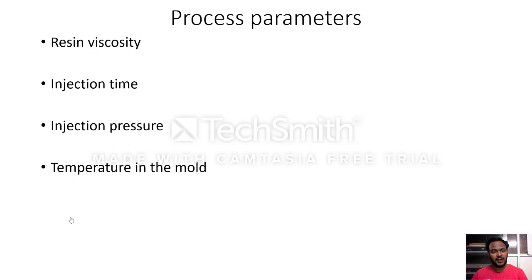Next is the injection time, that is how much time you inject the resin, which is one of the process parameters. Another is the injection pressure, which you have seen. This injection pressure is very important. And next is the temperature in the mold. The temperature in the mold depends upon what type of resin or catalyst system you are using. Both the injection pressure and the temperature in the mold are very important, so you have to control both parameters to arrive at proper composite formation.